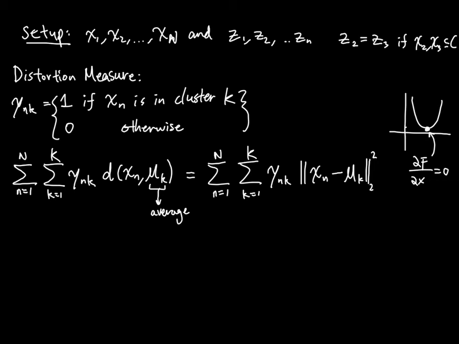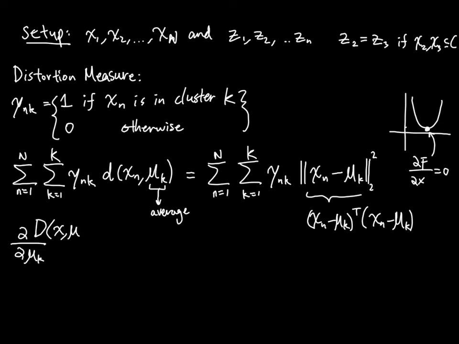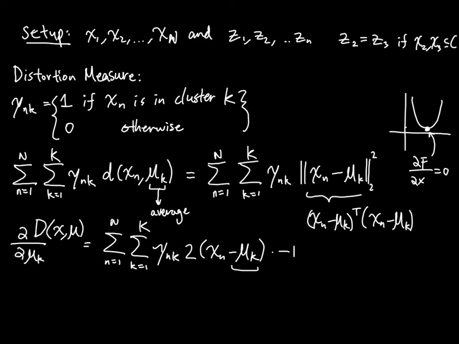So to start off, what we can first say is that this is equal to (xn minus mu k) transpose (xn minus mu k), where we assume that this is a vector. And we know that the derivative of this is equal to 2(xn minus mu k). So taking the partial derivative with respect to mu k of our D, which is the distortion measure of x and mu, we will see that it is equal to the summation over n equals 1 to N and k equals 1 to K of gamma nk times 2(xn minus mu k) times -1 because of the chain rule, because we're trying to take the partial derivative with respect to that one. And now we're going to set this equal to 0.